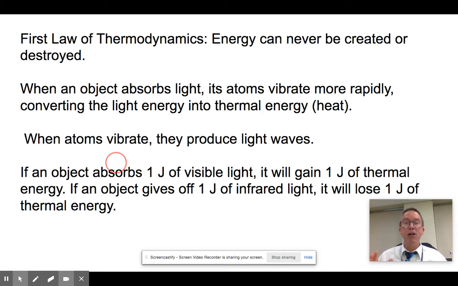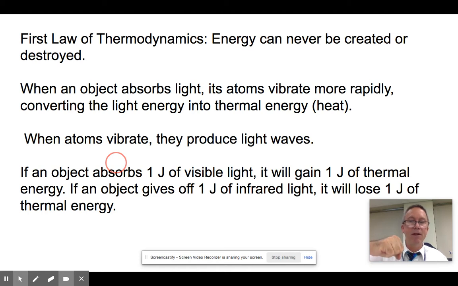Now, the first law of thermodynamics is a very important one. And what it tells us is you can never create or destroy energy. You can only transform it from one form to another or move it from one object to another, but you can never get rid of it and you can never get more of it. So, what happens is when an object absorbs light and that light energy goes away, that energy has to manifest itself somehow. And it does it in what we call thermal energy. It makes the atoms vibrate.